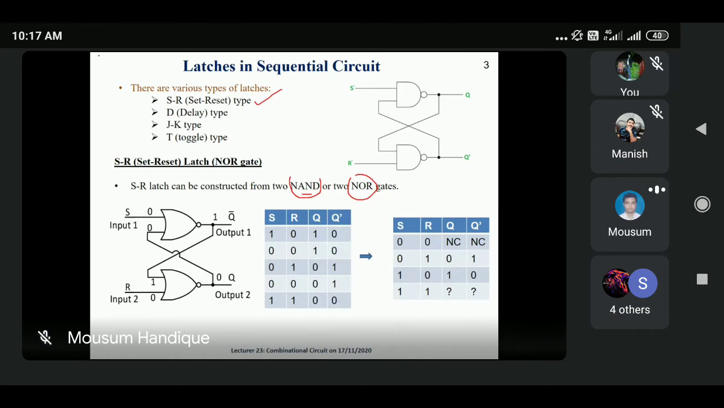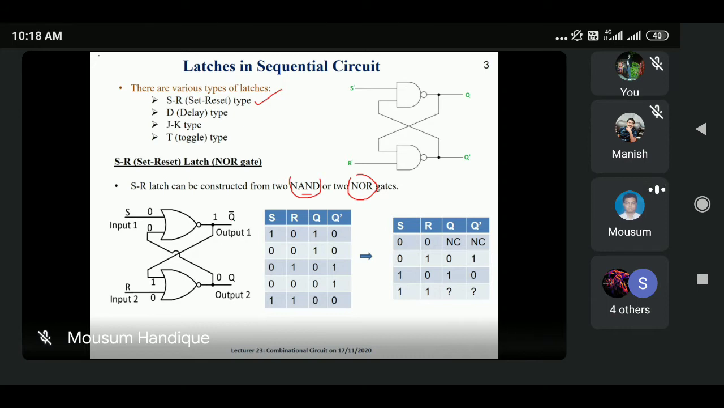Okay. So what happens when we are going to implement the SR latches? I am not talking about the SR flip-flop. I am talking about the SR latches. So when we are going to design the SR latches, we can use either a NAND gate or a NOR gate. Okay. And what is the behavior? See, this is the typical circuit of SR latches.